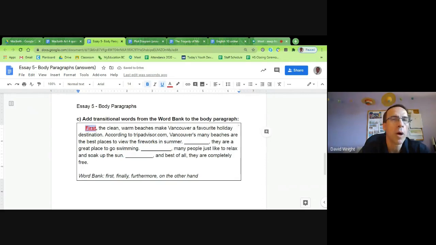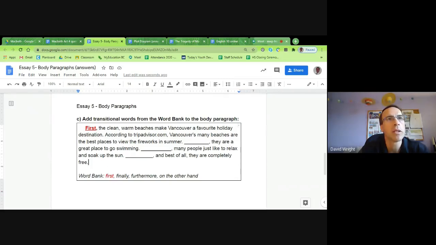But for your body paragraphs, it's a good idea to have a transitional word at the beginning of each body paragraph. First, second, third, or you can use most important, second most important, third most important. Okay, you can use numbers like that to begin your body paragraph. So I did that one for you. This one right here is already done. I'll put that in red. There we go. So that one was done for you. Now you've got to pick what's going to go here, here, and here. So you've got to choose which one of these 3 go in each of these 3 spots.